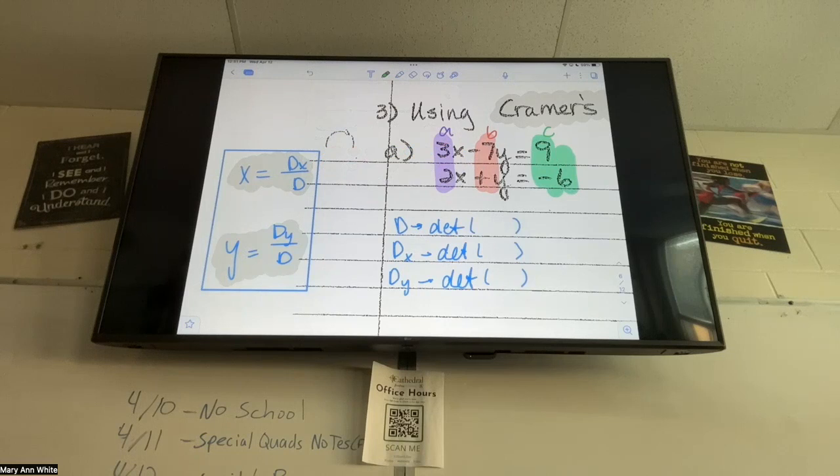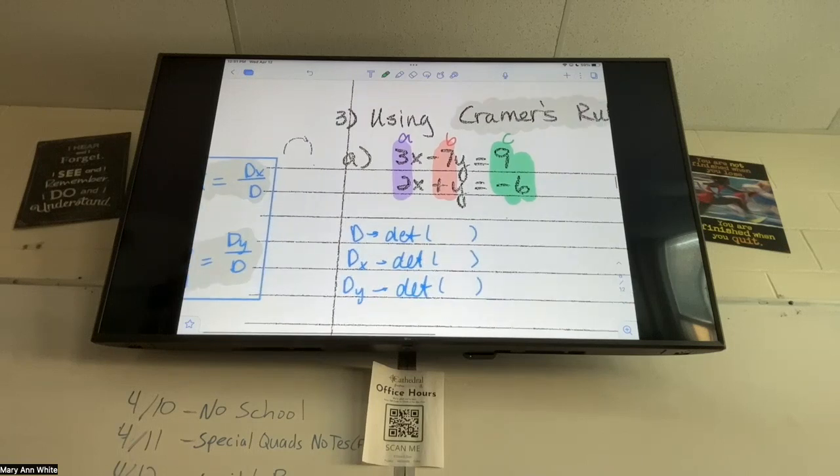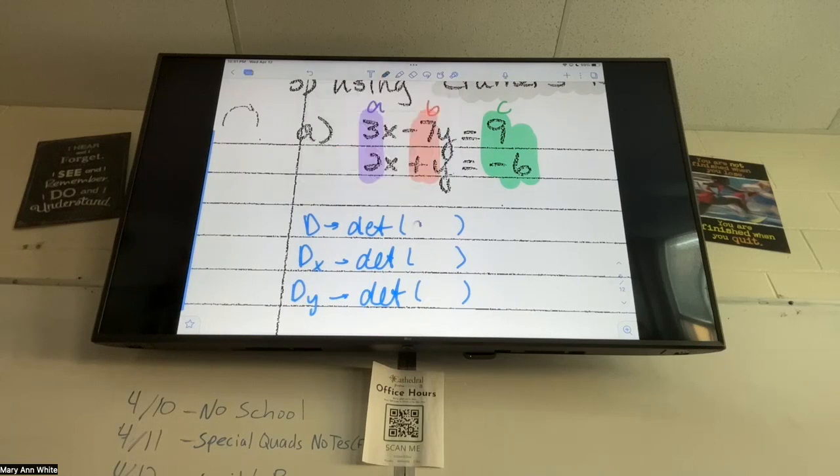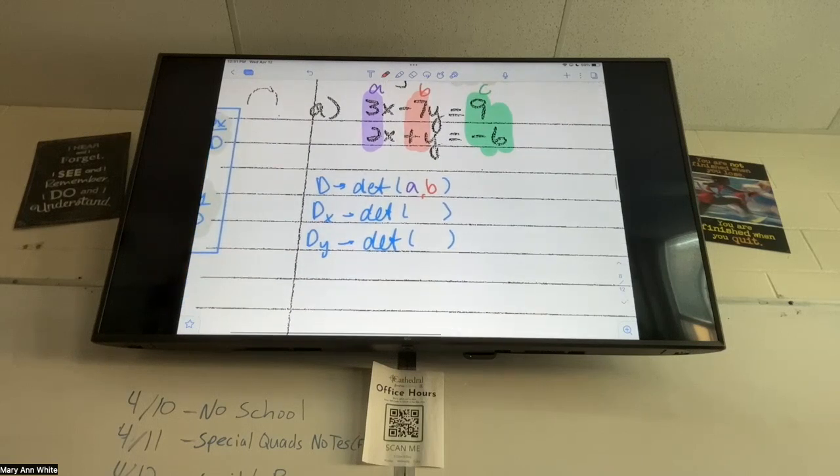Remember, columns go up and down, so that's why I keep calling these columns. A, B, and C are going to be combined, two of them at a time, to make these smaller 2x2 matrices. I have to do them 2x2 because I told you we're doing it by hand, and that's all we know how to do by hand. So the first one, D, is going to be the determinant of A and B. It's a matrix made up of the first two columns, the A column and the B column.